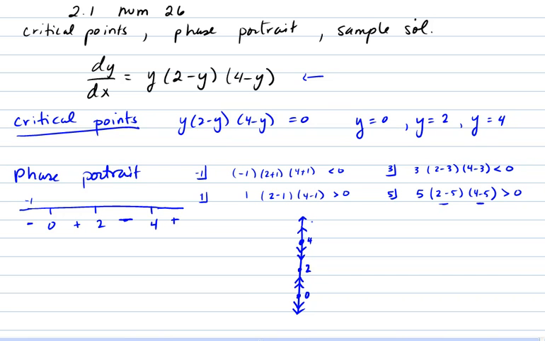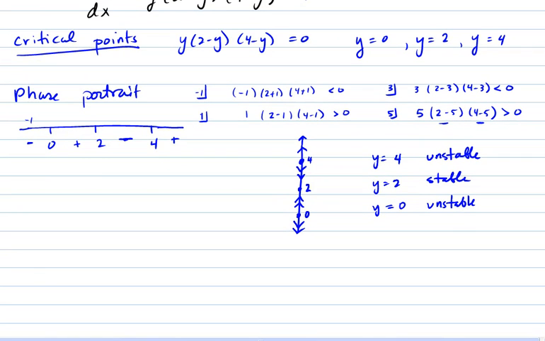Okay, so that's my phase portrait, and it allows me to see that 4 is unstable, that y equals 2 is stable, and y equals 0 is unstable.